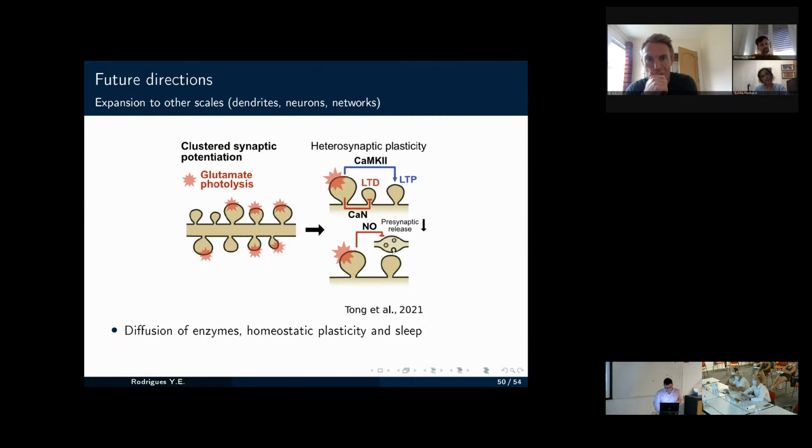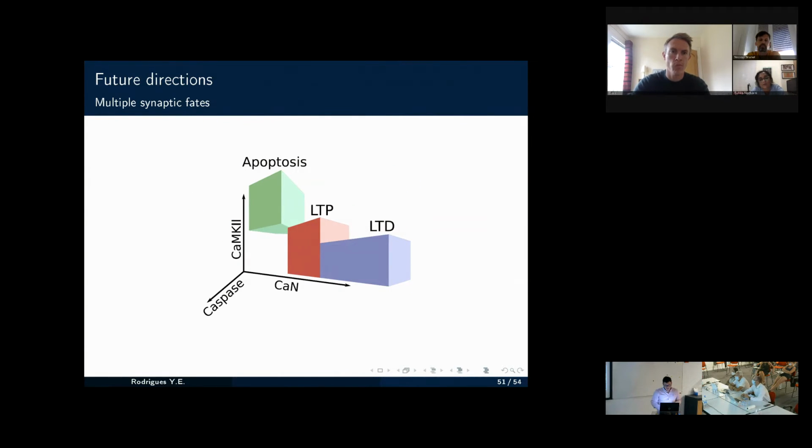Another future direction is that we'd like to include diffusion, because right now our enzymes don't have diffusion, and we know that depending on the activation, some of these enzymes can travel between neighbor spines and can modify plasticity in another spine. And also, we'd like to include other dynamics, not only 2D, but maybe 3D to predict other synapse fates, not only potentiation or depression, but for instance, synapse loss. I'd like to know, for instance, what is the specific pattern that makes other things happen?